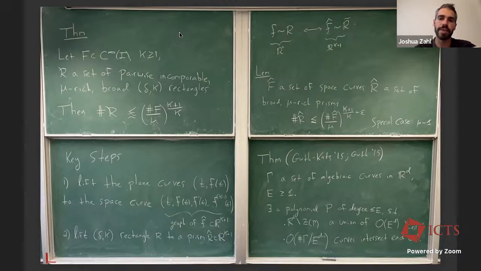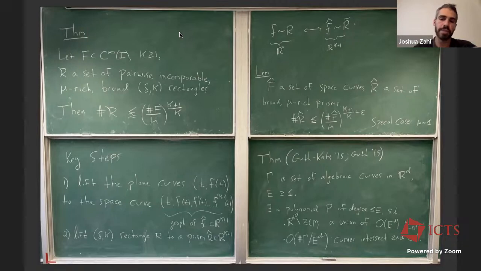So here's the setup. I have a collection of algebraic curves in R^D. I'll call that capital Gamma, and they're all of controlled degree. And there is a parameter, capital E, that I get to choose. It's going to be a fairly large number, an integer. Then what this theorem says is there exists a polynomial P in D variables, because we're in R^D, and the degree is at most capital E. So I get to choose the degree.